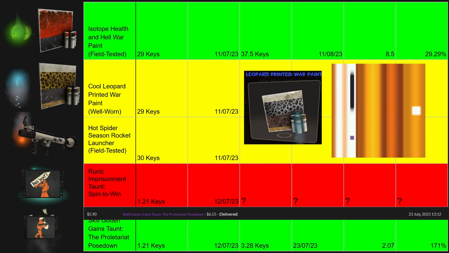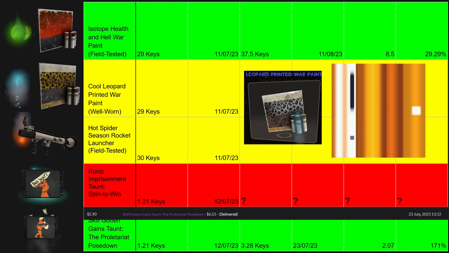Cool Leopard Printed Warpaint Well Worn. Just like the black tiger buffed pattern earlier, this sort of has a bit of white on it as well, which isn't as good, but is so close to beauty. I have it listed very high, but I don't have as much hope on this as the other one. Good price to buy for as well. Hot Spider Season Rocket Launcher Field Tested. A great looking rocket launcher. I have to get lucky to sell this for a good margin.